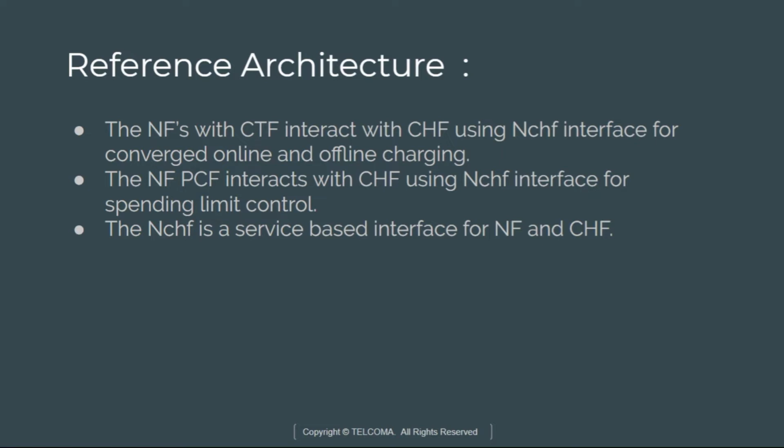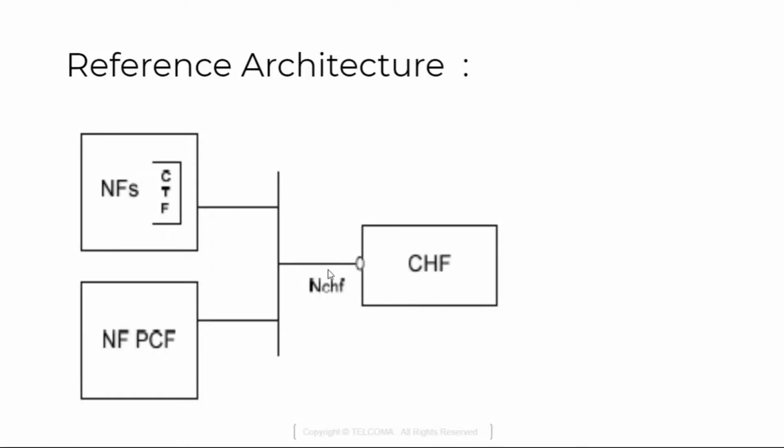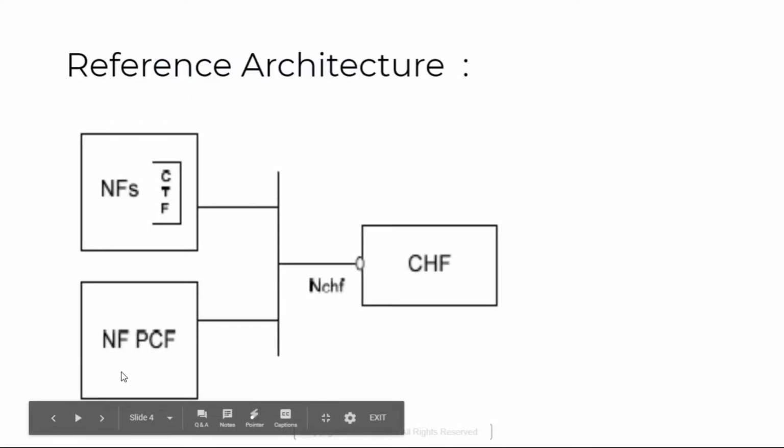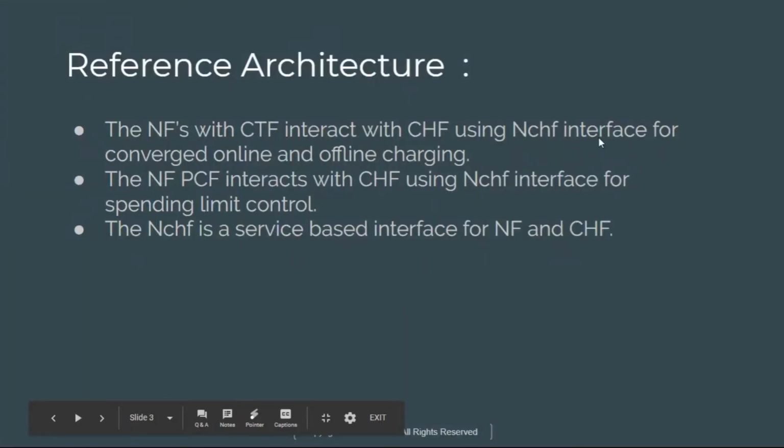So here the NF, the network function with CTF, the charging trigger function, interacts with CHF, which is a new charging function, and is connected with Nchf as an interface. This is for converged online and offline charging. The NF PCF also interacts with the CHF using the Nchf interface for spending limit control. So the policy control function limits the total control.